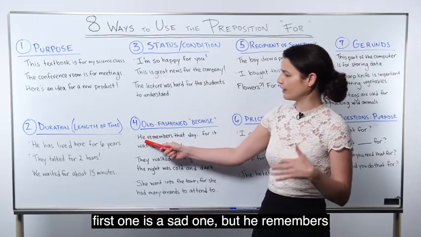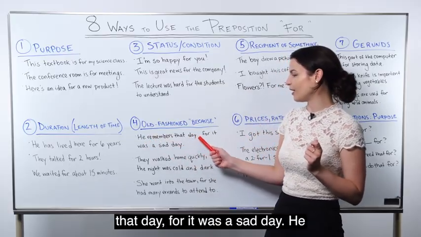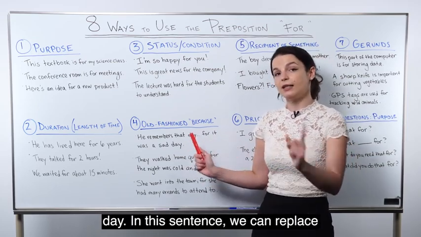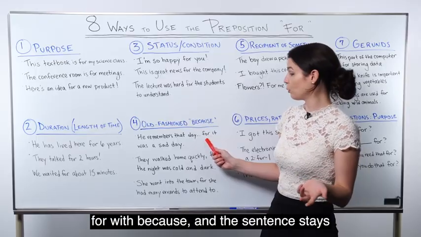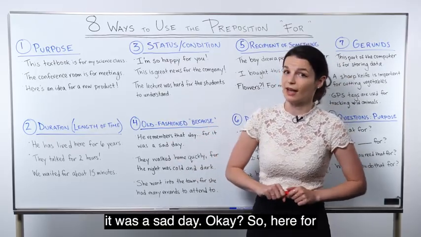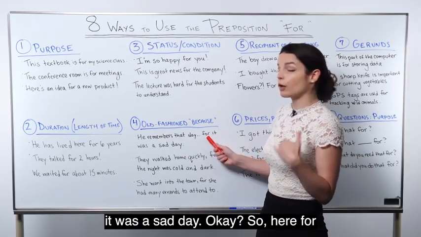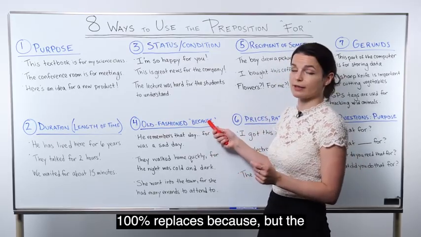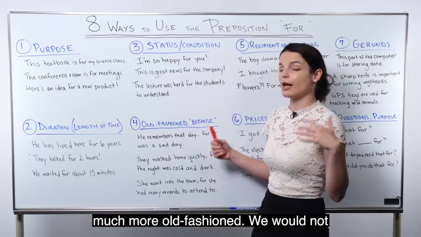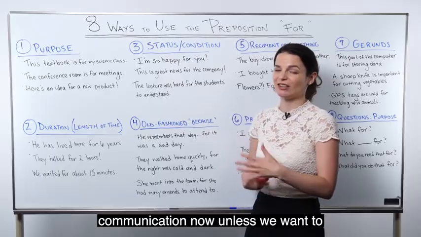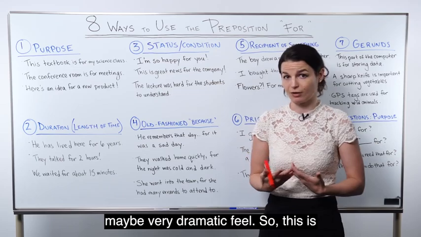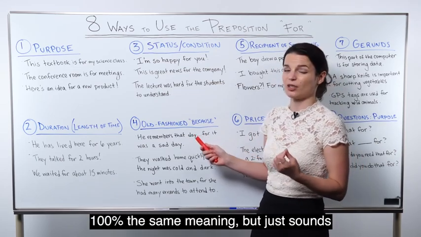So first one is a sad one, but he remembers that day, for it was a sad day. In this sentence, we can replace for with because, and the sentence stays the same. He remembers that day because it was a sad day. Okay? So here, for 100% replaces because, but the difference is that this sentence sounds much more old-fashioned. We would not say this sentence in everyday communication now unless we want to express a kind of old-fashioned or maybe very dramatic feel. So this is 100% the same meaning, but just sounds older.